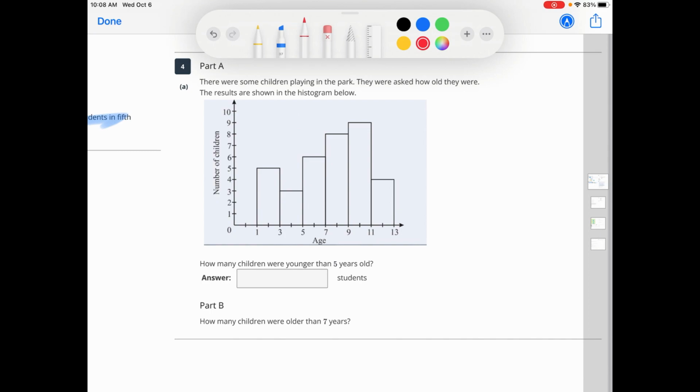Number 4. There were some children playing in the park. They were asked how old they were. The results are shown in the histogram below. How many children are younger than 5 years old? So here is 5, and this one is like 3. So if you look at those, then you would have 8. 3 plus 5 is 8.